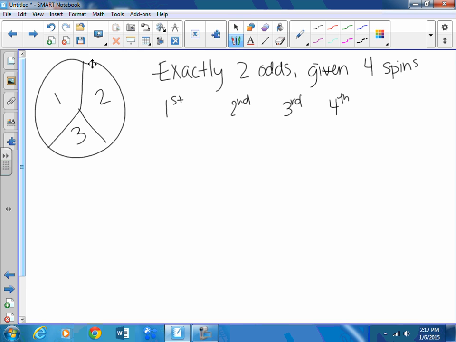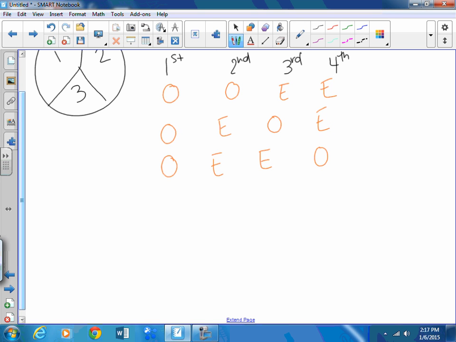Okay, I could have got lucky. I could have got odd, and the rest would be evens. Or I could have got odd, then an even, then an odd, then an even. Or I could have got odd, even, odd. Okay, so those are all the different ways if I had rolled an odd first.